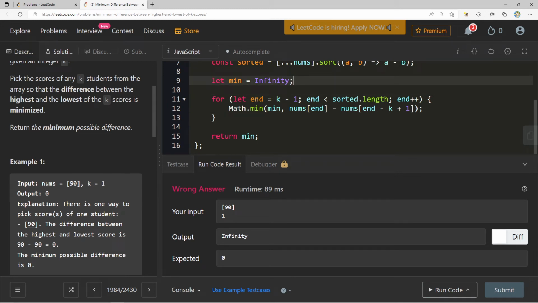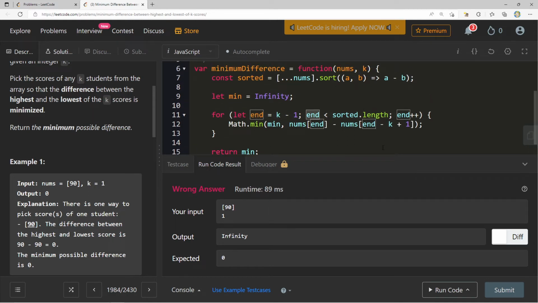So let end equals k minus 1, so here n will be 0. 0 is less than sorted dot length, which should be 1, n plus plus. Math.min of infinity, or, again, I'm doing nums, this should be sorted. Well, it'll still be the same thing, right? So sorted of end, which is 0, so that's 90, minus sorted of 0 minus k, which is negative 1, plus 1 is 0, so 90 minus 90 is 0, and the minimum is 0. So again, we're not setting min here.